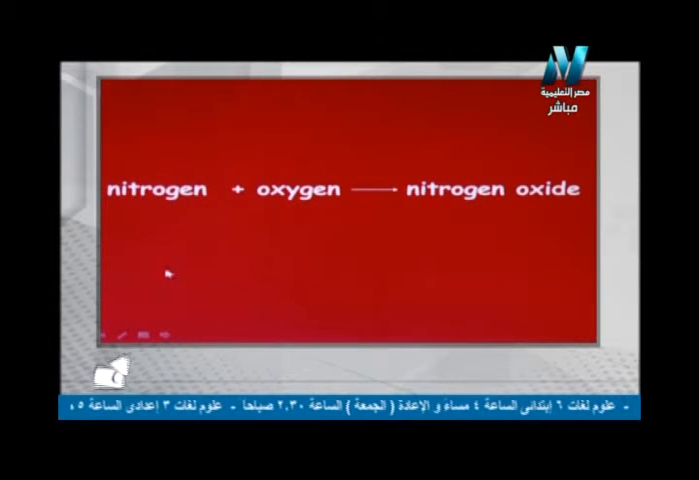We agreed before, when we took the oxygen lesson, that any element, or most elements, react with oxygen and form an oxide. For example, iron plus oxygen gives iron oxide. Aluminum plus oxygen gives aluminum oxide. Here, nitrogen plus oxygen, only during lightning, is a special case. It will give nitrogen oxide.